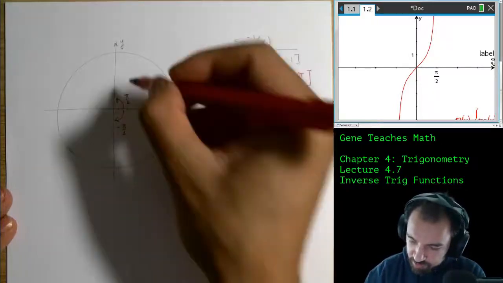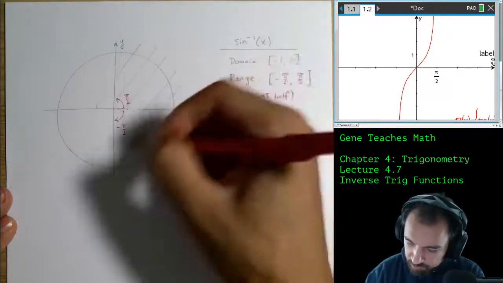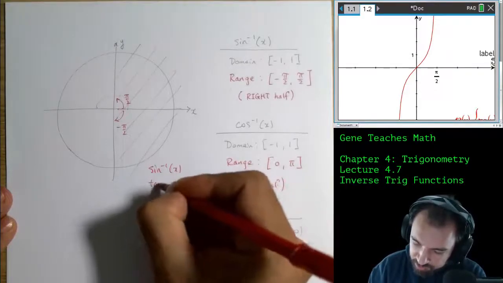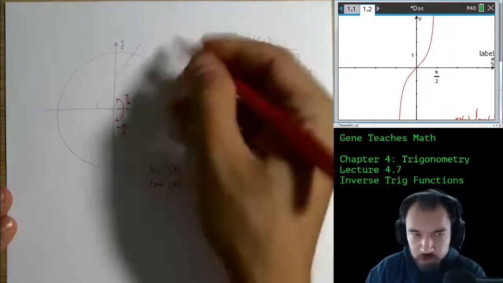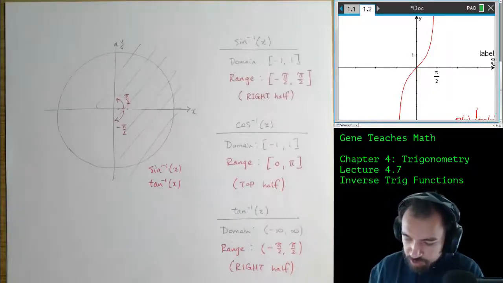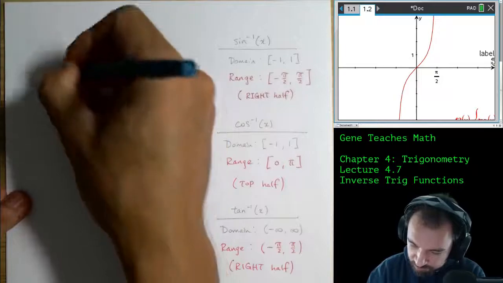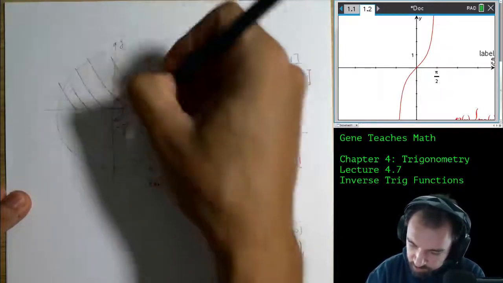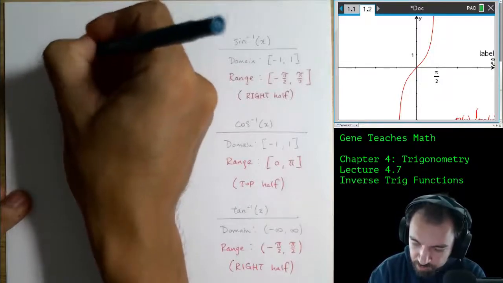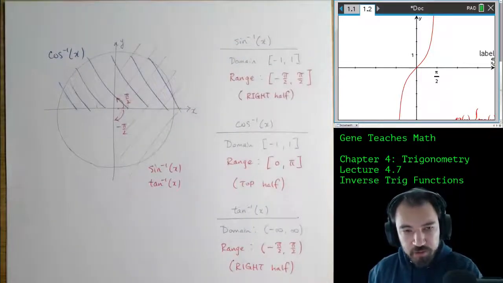So it turns out that for sine inverse and tangent inverse of x, we're going to consider just angles in the right half of the unit circle. And then for cosine inverse of x, we're going to consider just angles on the top half of the unit circle. This is going to be very important.